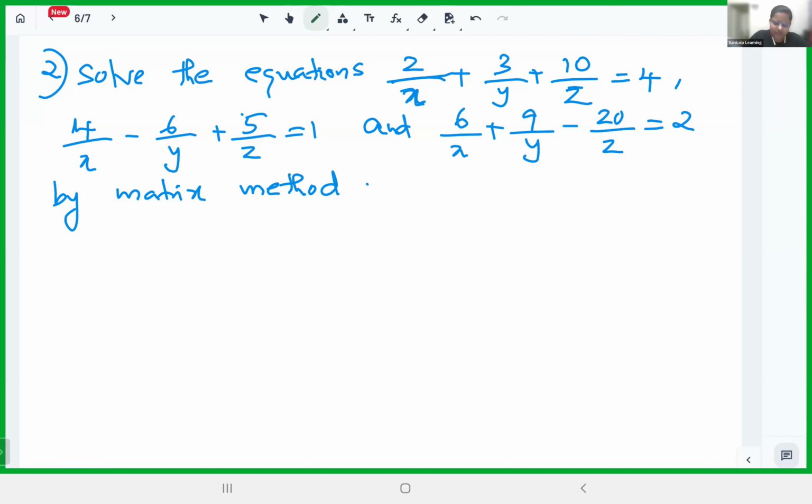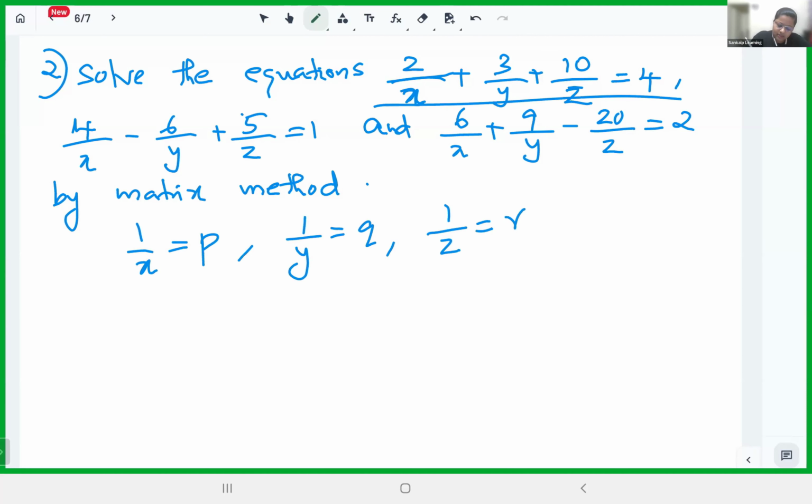So first we have to convert this. That is, we have to put a substitution here. Let us make 1 by x as p. Similarly, let 1 by y be q. And 1 by z be r. Now you can change these equations. This will become 2 into 1 by x, so it will become 2p plus 3 into 1 by y, 3 into q, plus 10 into r is equal to 4.